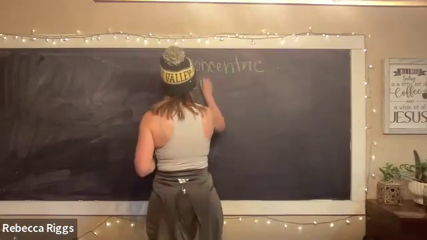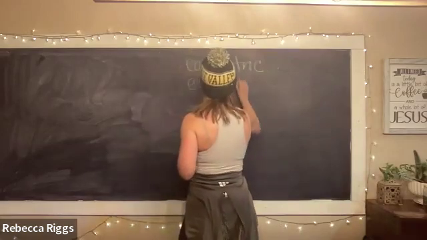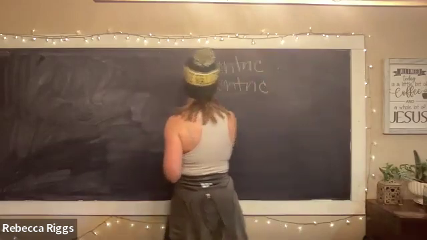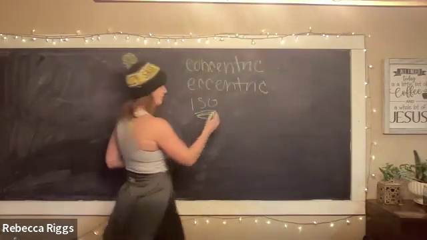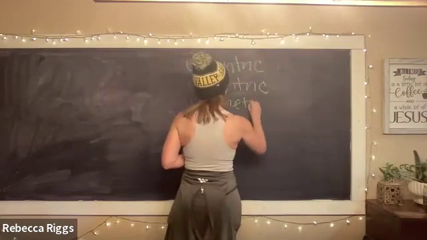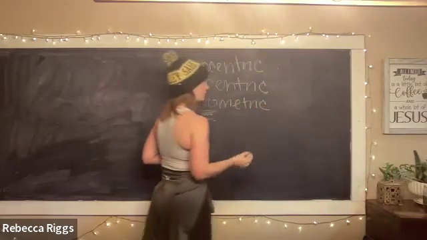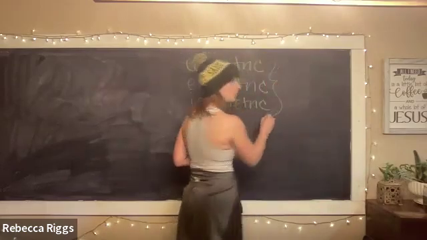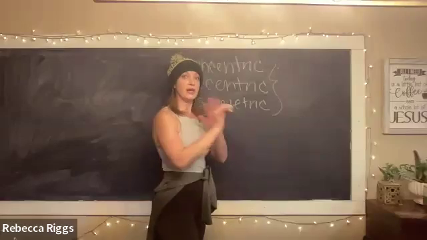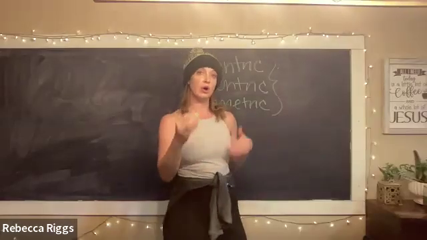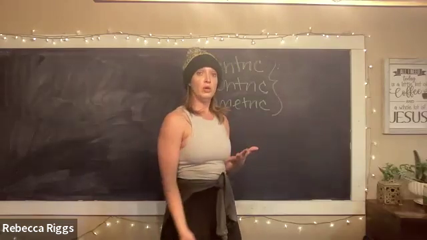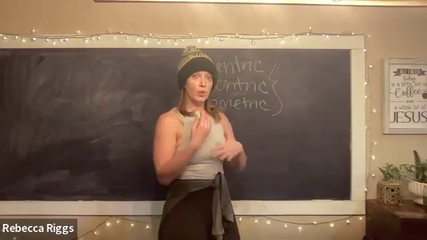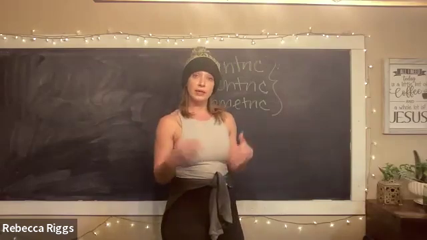We have an eccentric. And we have an iso, meaning no change, the same metric contraction. Now, the key word here: contractions. They are all contractions. They are all generating force, whether there's an overall movement or not, they're all generating force.